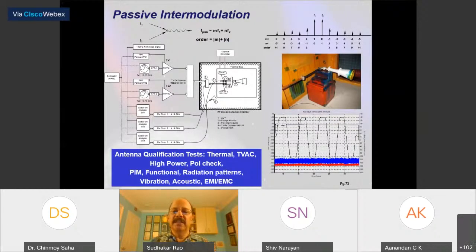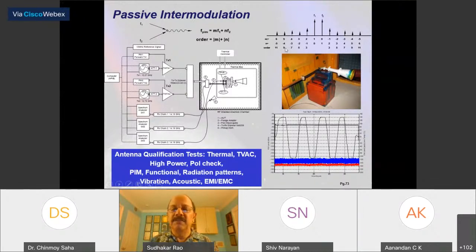So passive intermodulation, I talked about briefly. When you have high power carriers, two of them like transmit carriers, F1, F2, they beat against each other and create intermods. Depending on the order of the intermod, your PIM levels go down. And if these intermods fall in the receive band, that's very sensitive. So it depends on the order. If it is high order, you don't need to test, but anything 7th order or lower, you have to test it.